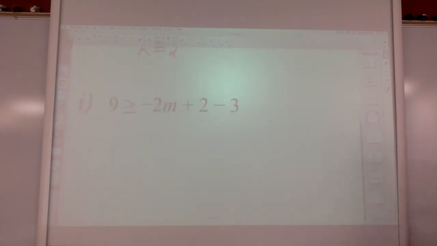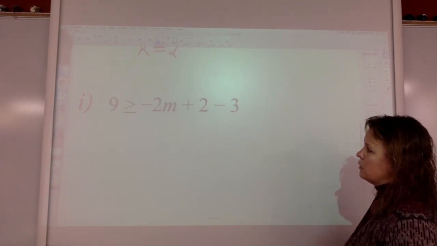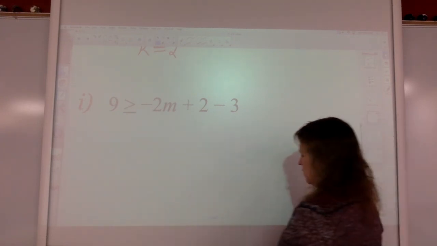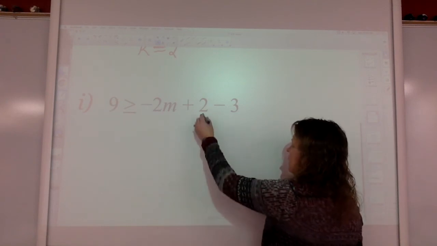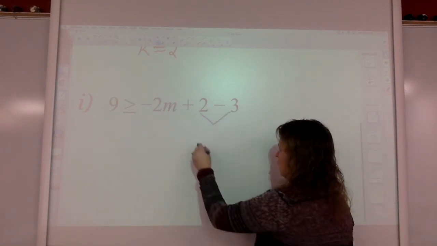And finally, the last one, example I. Again, it only has variables on one side of the equation, but it has numbers on both sides. And we can combine like terms. Go ahead and write it down. 9 is greater than or equal to negative 2m plus 2 minus 3. Combine these two terms. Plus 2 minus 3 is negative 1.